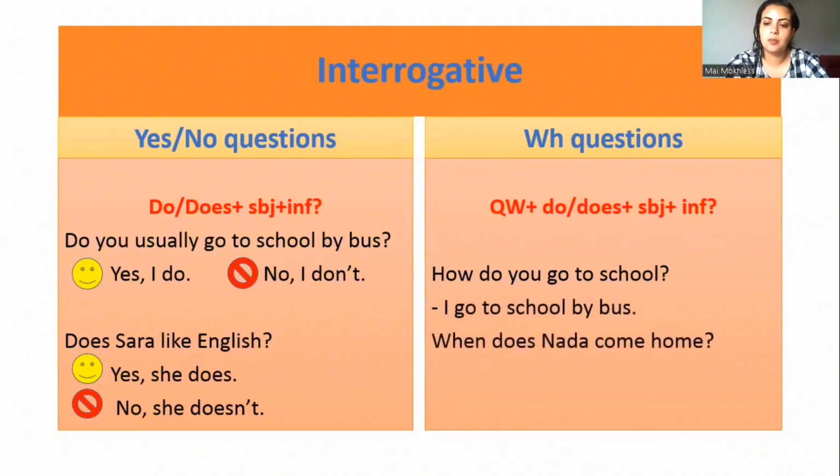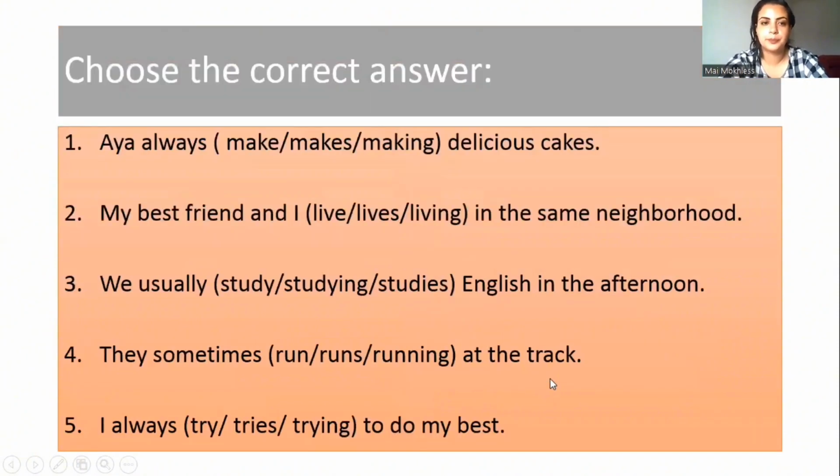When does Nada come home? We will remove the question word, remove the do or does, and start with the subject. Here, you changes into I, because when I speak to you, I say you, and when you speak about yourself, you say I. So again, let's do it again. We remove the when, remove the does, and start with Nada or she. Gets, because we removed does, so the verb gets to its initial form. Gets home at 6 o'clock.